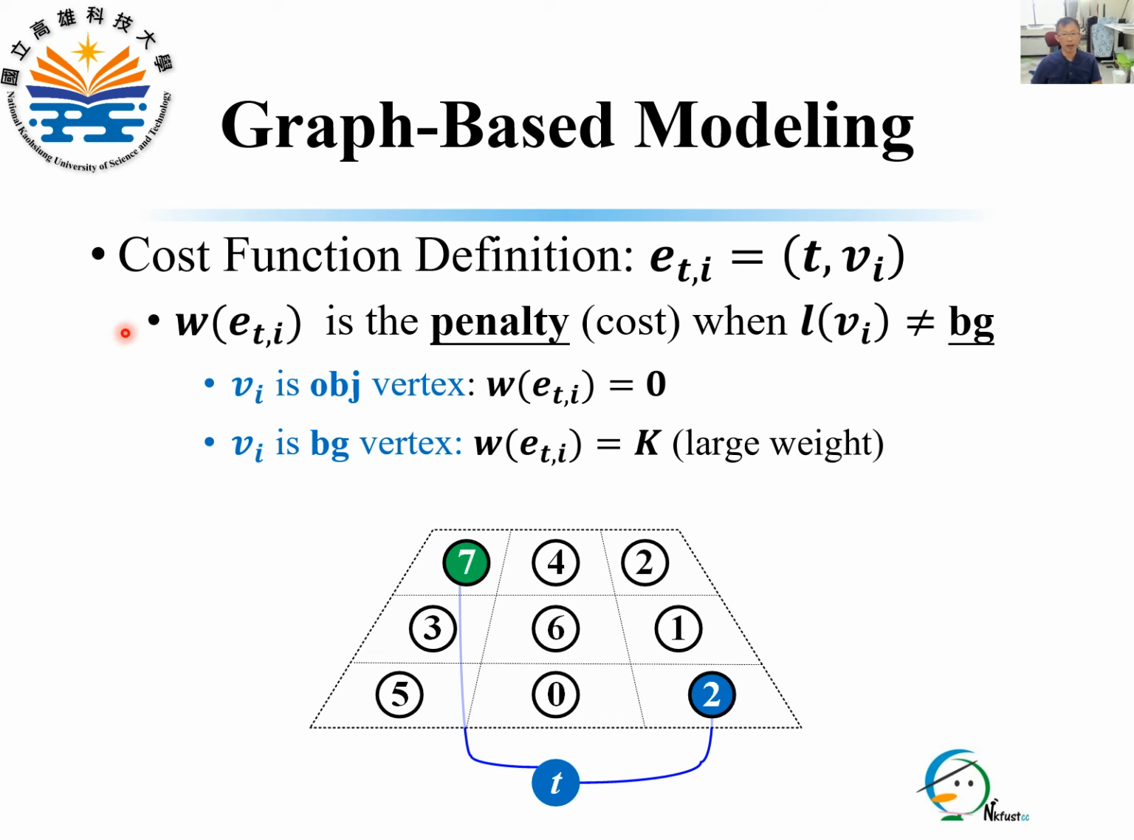For the sink terminal edge E sub Ti, its cost is defined as the penalty incurred when the label of the vertex Vi is not background. This cost definition is the inverse of that for the source terminal edge. Specifically, if Vi is marked as an object vertex by the user, the cost of the edge E sub Ti is 0. Conversely, if Vi is a background vertex, the cost of the edge E sub Ti is set to a large value K.